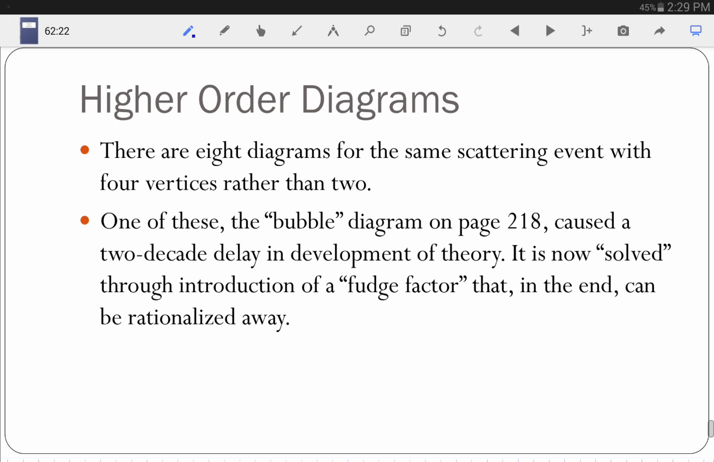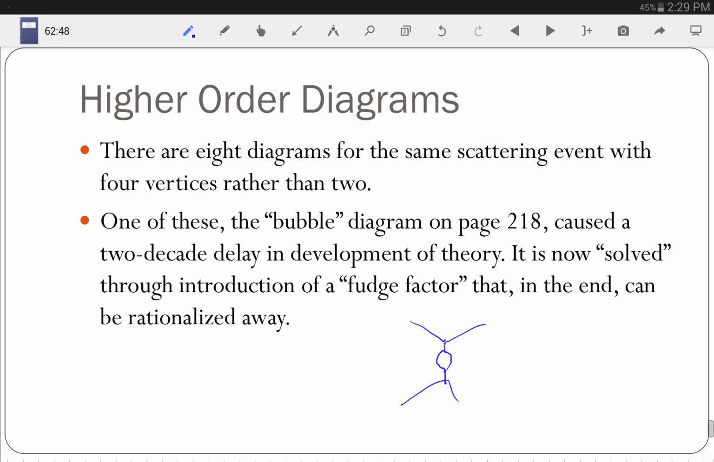Higher order diagrams. This was only the 2-vertex option. You can make 8 4-vertex options of the same interaction, which would be annoying. But there is a very important one, the bubble diagram, where you have this that you can't solve.